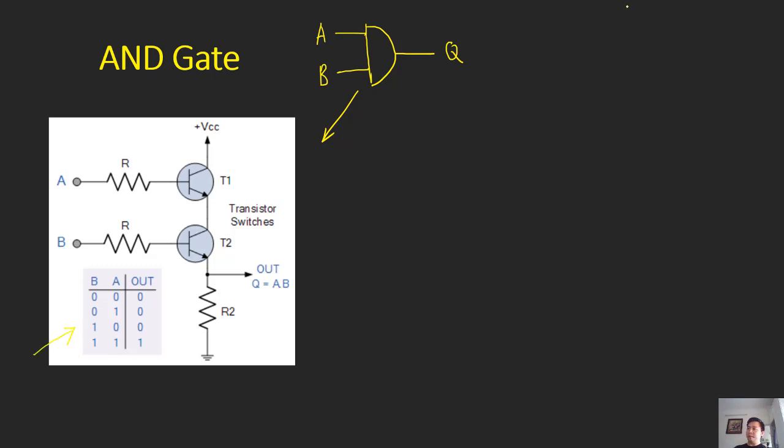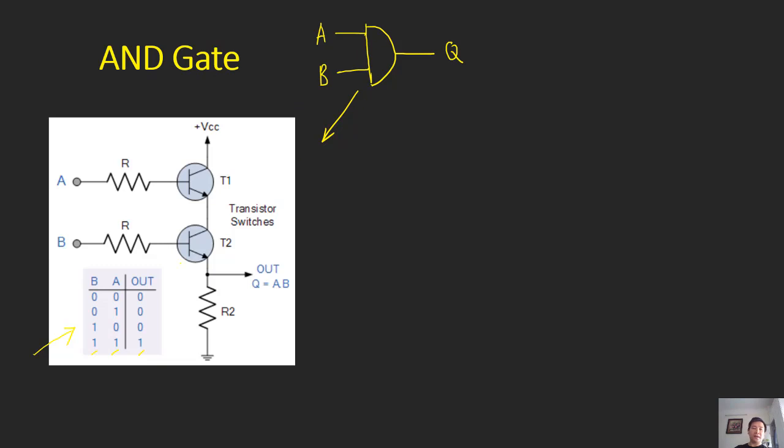The definition of the AND gate is that if both A and B are true, then Q is true. Or in other words, you can say that if A equals 1 and B equals 1, the output equals 1 for this gate.